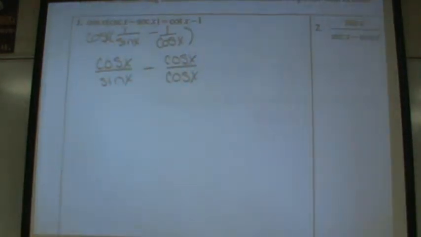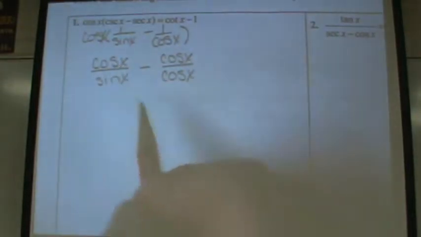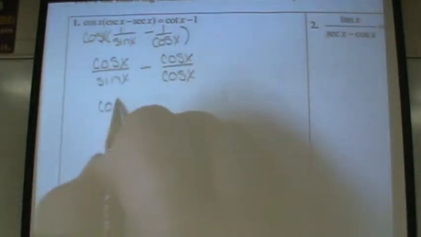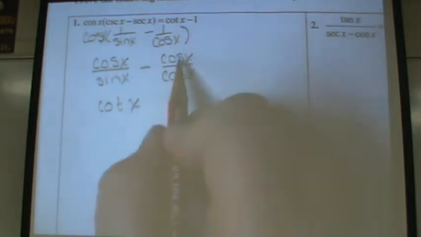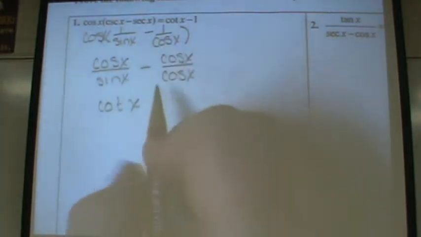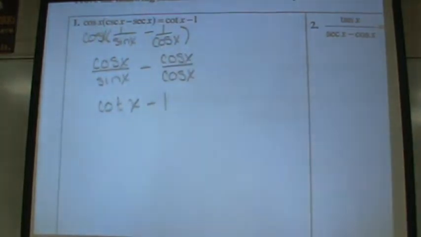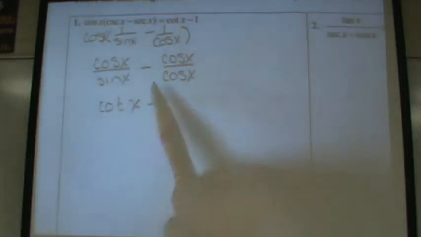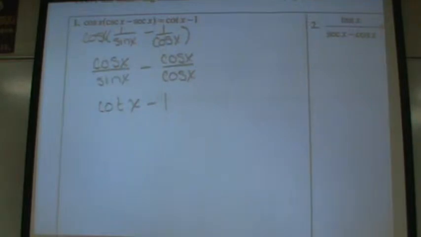So now we know cosine x over sine x is cotangent x, and cosine x over cosine x cancels out and we have just minus 1. And that is what we were trying to prove. So that one is done.